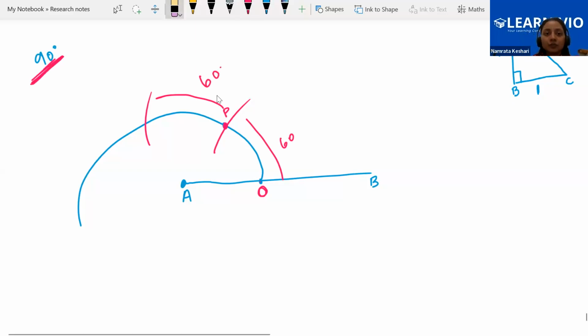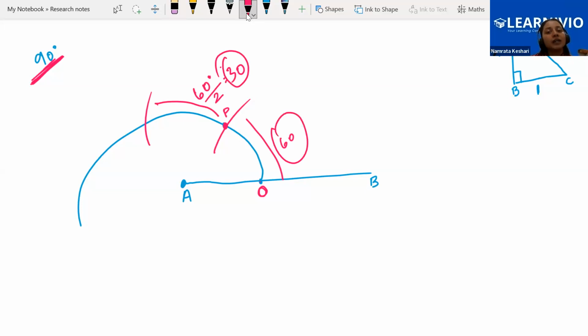So what we will do, the first 60 is okay, for the next 60 we need the half of that. Here we have taken another 60. We don't need this 60, we need the half of that. If we have 30, then 30 and 60 combined together will be 90 degrees. Yes or no? Yes.